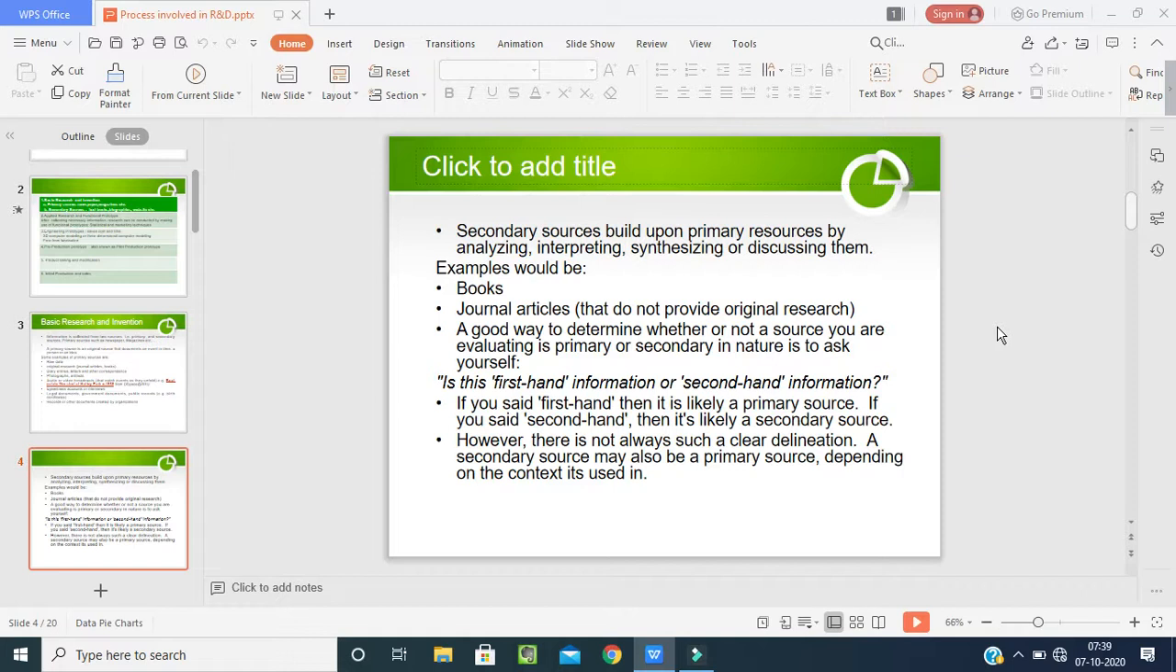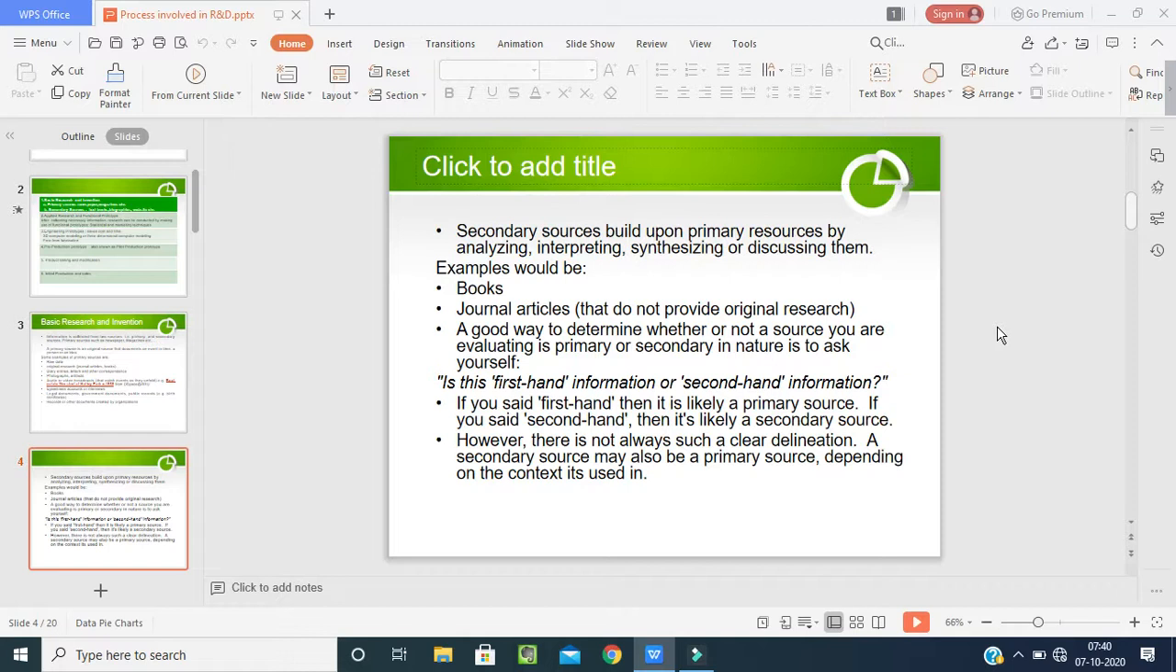A good way to determine whether or not a source you are evaluating is primary or secondary in nature is to ask yourself: you should come to know what primary data is and what secondary data is. So what we have to do is either go with the primary source or the secondary source. If you say it first hand, then it is likely a primary source. If you say it second hand, then it is likely a secondary source. In common parlance, for your explanation, I have collected this data.